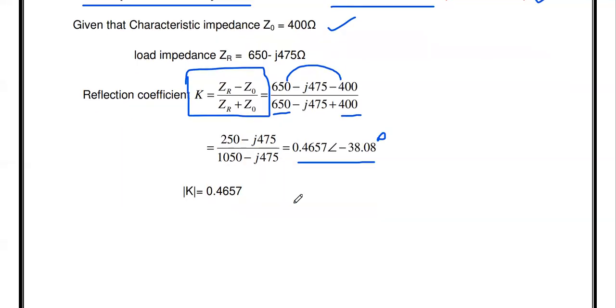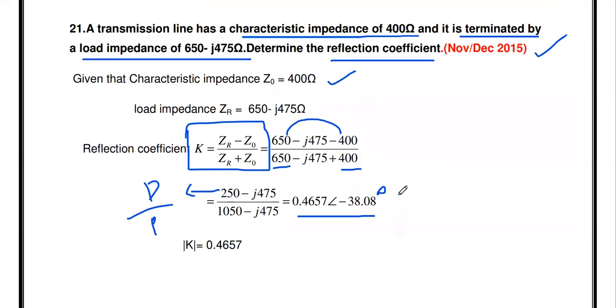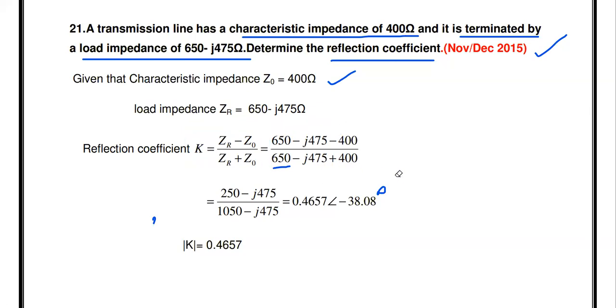If the complex mode is not available on your calculator, you can convert the numerator, 250 minus j475, into polar and the denominator into polar. Then you divide: divide the magnitudes to get 0.4657, and subtract the angles to get minus 38.08. In two ways you can solve and get the same answer. This is an important problem from this unit.